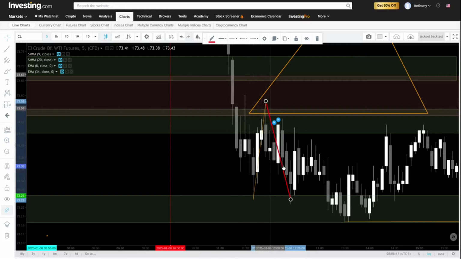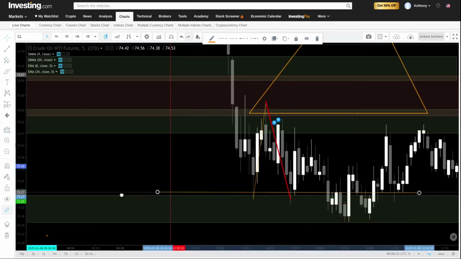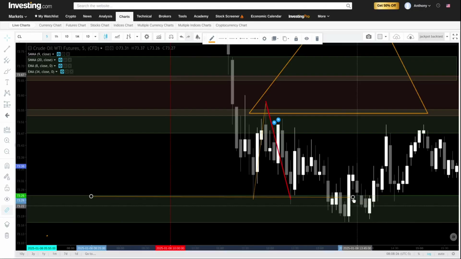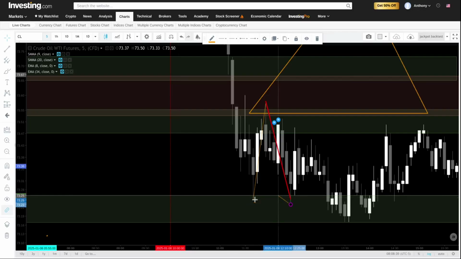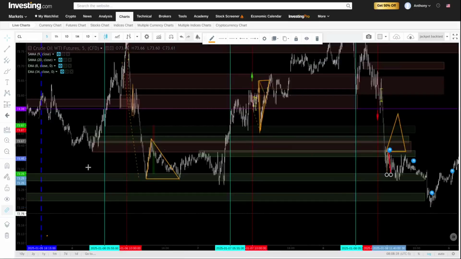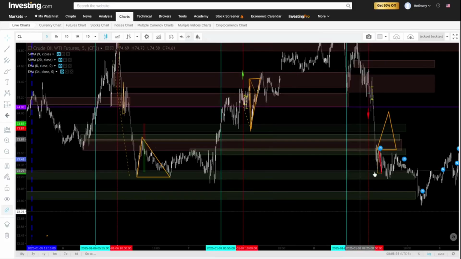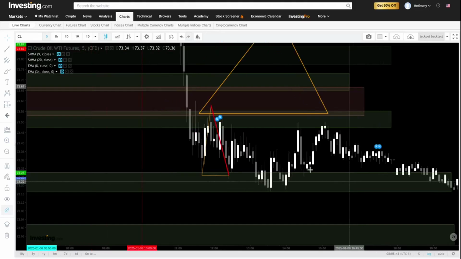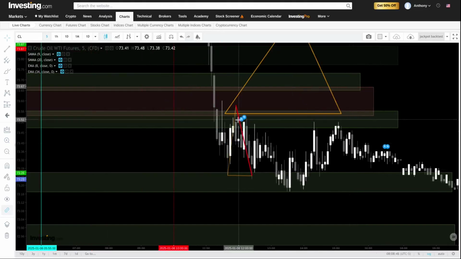Okay, the second one is, if you missed that one, then you could have done it here. If you missed that one, then you could have took this one here, because you could have waited till it went down to this bullish breaker, and then you could have waited for it to reject. So let me just draw it. So you could have took it here.